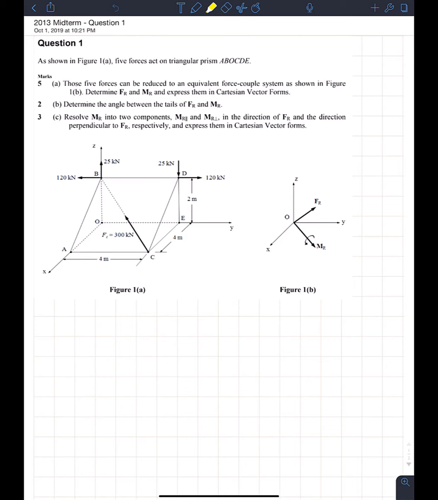So let's take a look at this question. It says, as shown in figure 1a, 5 forces act on the triangular prism. Okay, we look at 1a, and you're right. We've got a triangular prism with a lot of forces, so it doesn't look too good right now. The first part of the question says, those 5 forces can be reduced to an equivalent force couple system as shown in figure 1b. Determine FR and MR and express them in Cartesian vector forms.